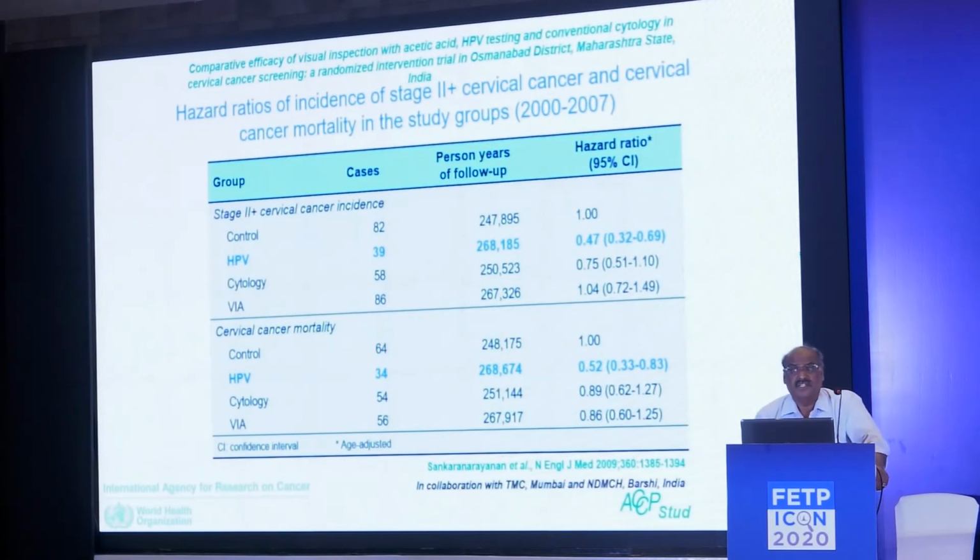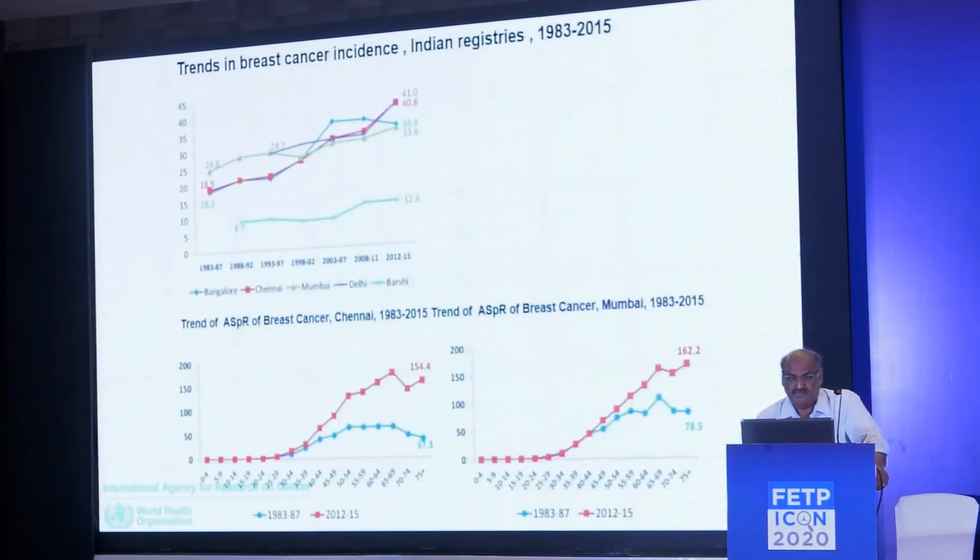In fact, many countries are switching over from cytology to HPV testing as the primary screening approach because this is the most efficient. So in India, a judicious combination of vaccination plus HPV screening of women between 30 and 39 years as recommended by WHO can lead to potential elimination of cervical cancer.